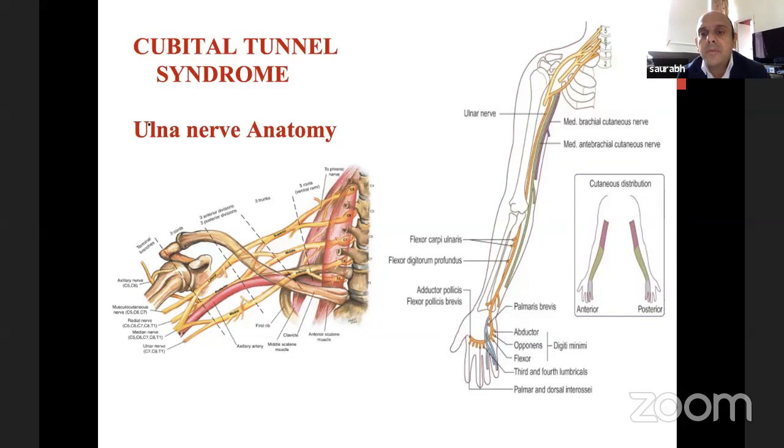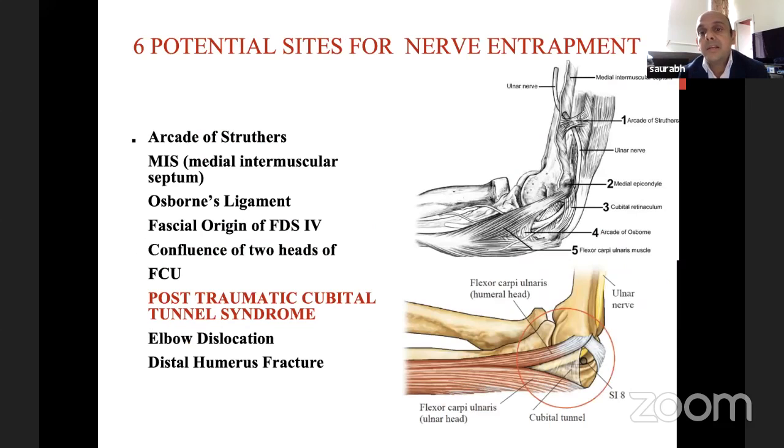So now that we know a bit about the ulnar nerve course and its branches, let's go to the cubital tunnel. The ulnar nerve can get compressed at the intermuscular septum, the arcade of Struthers.